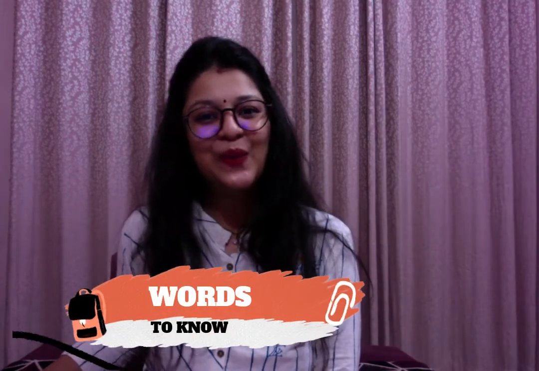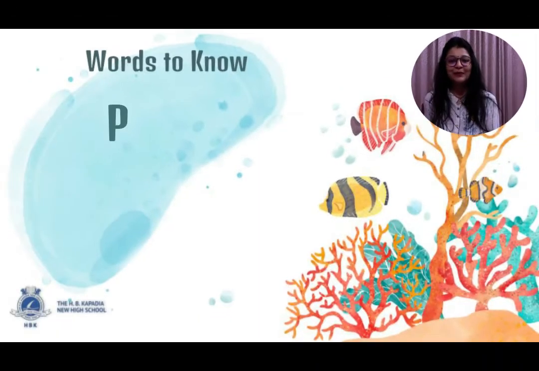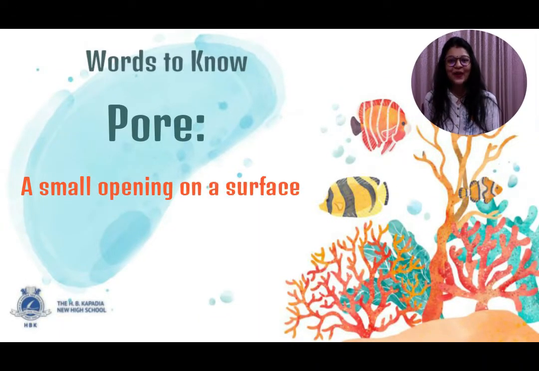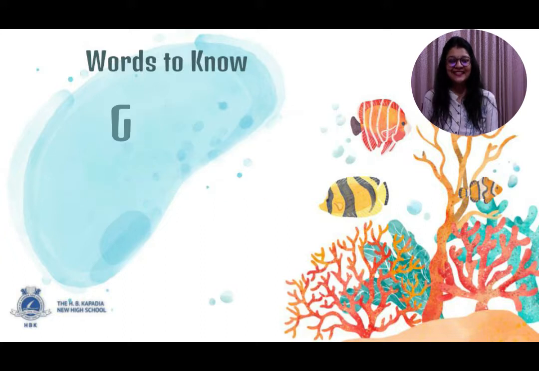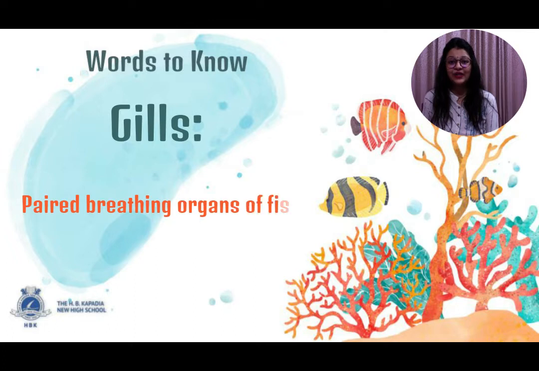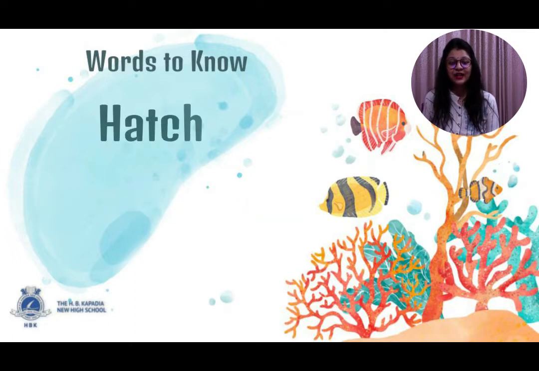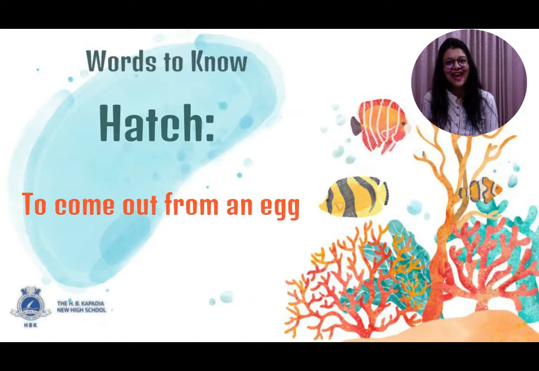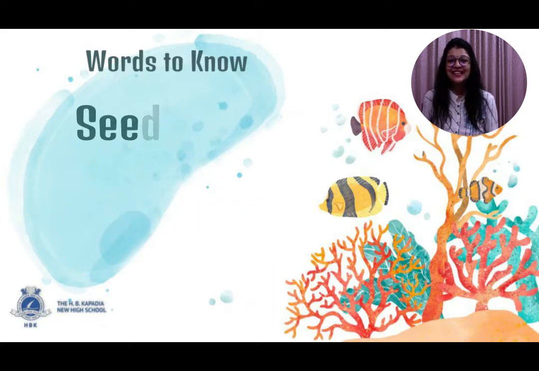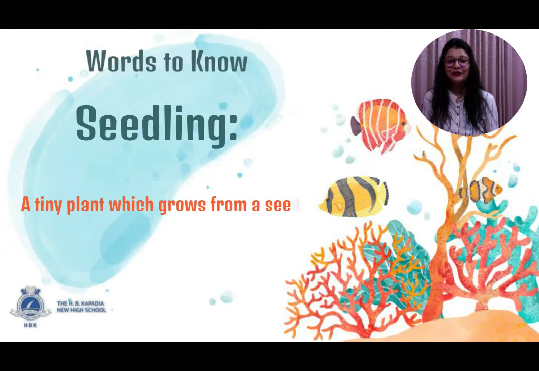Let's discuss words to know. What do you mean by pore? Pore is a small opening on a surface. Next, gills. Paired breathing organs of fish. Next, hatch. To come out from an egg. Next, seedling. What do you mean by seedling? A tiny plant which grows from a seed.